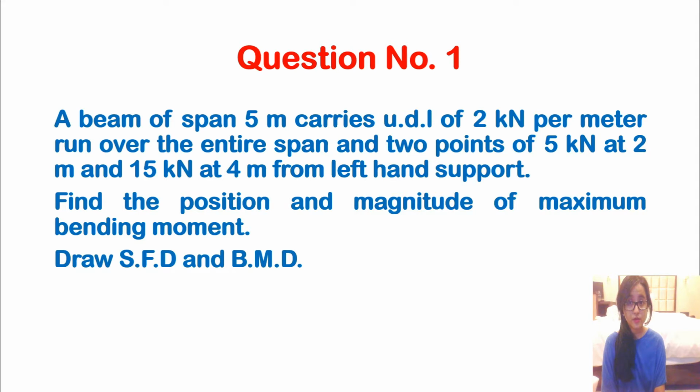So the first numerical says, a beam of span 5 meter carries UDL of 2 kN per meter run over the entire span, and two point loads of 5 kN at 2 meter and 15 kN at 4 meter from left hand support. Find the position and magnitude of maximum bending moment. Draw shear force and bending moment diagram.